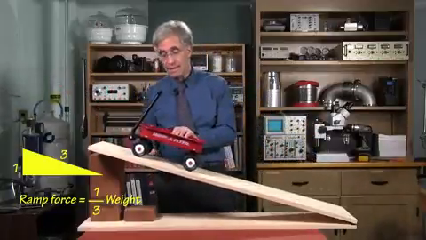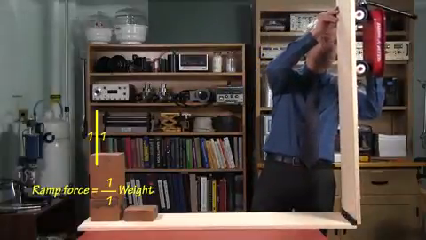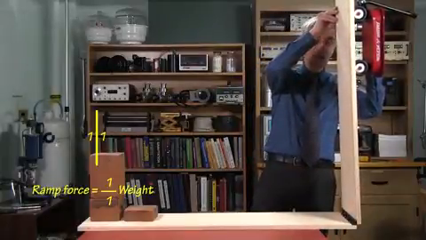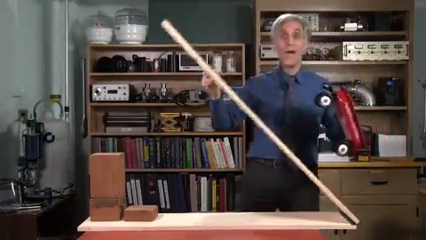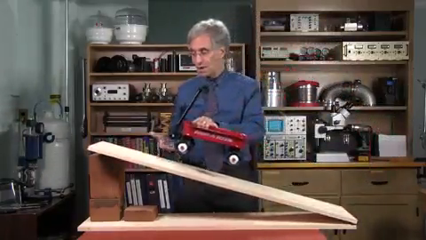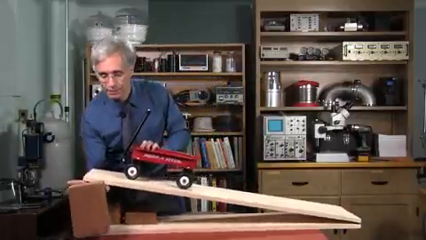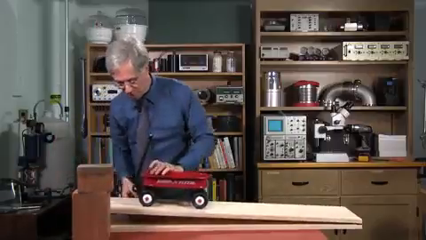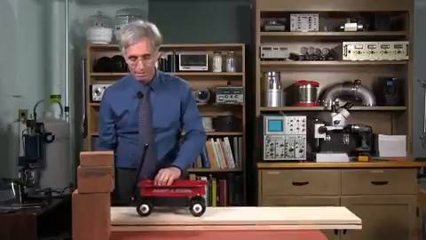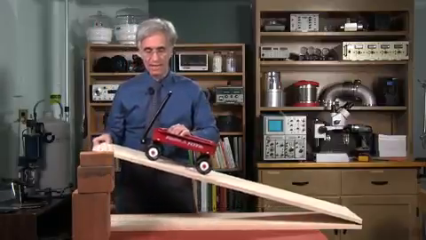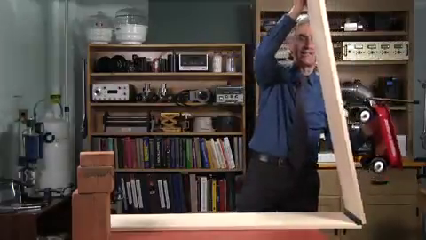And the extreme case is when I take the ramp up to full vertical. In this case, the ramp force, which is straight down, is the full weight of the wagon. So the ramp force evolves perfectly from 0, when the ramp is horizontal, and I've got no spacers here. It evolves continuously to larger and larger ramp forces all the way to the full weight of the wagon.